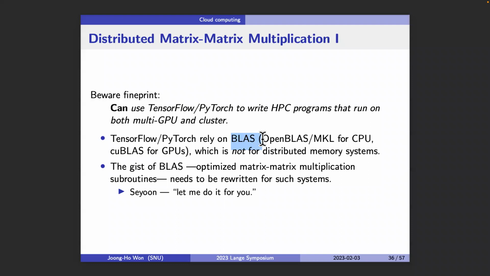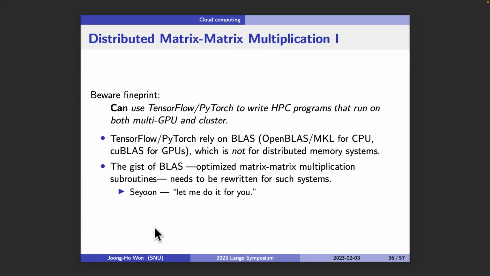In CPUs, that means OpenBLAS or the Intel Math Kernel Library. And in GPUs, this means the cuBLAS library. And these subroutines are not meant for distributed memory systems. They're for just a single memory system. So someone has to write wrapper code that deals with all the communication between single-memory, say, BLAS systems, to make a distributed computation done.